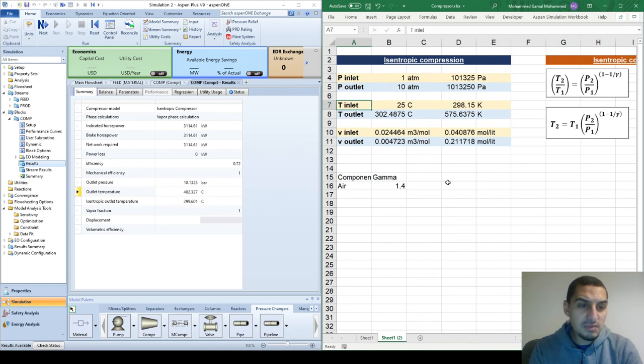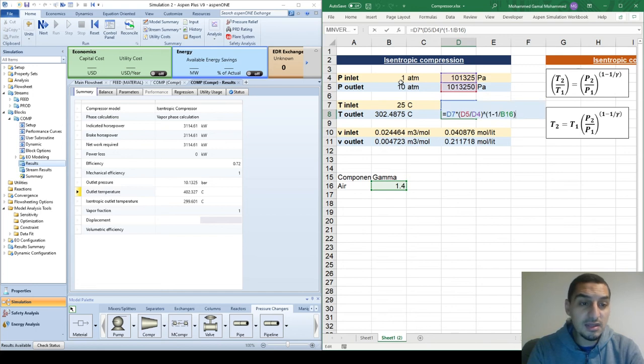And regarding gamma, we know that gamma is the ratio between Cp and Cv, and we know the value of gamma for some cases. So we know it for monoatomic gas, we know it for the diatomic. In diatomic, it's 7/5, so it's 1.4. And so on. So here I provided the inlet conditions of 1 and 10 atmosphere, and this is in Pascal, and this is the inlet temperature of 25, and this is in Kelvin, and this is the outlet temperature that I calculated using this relation.